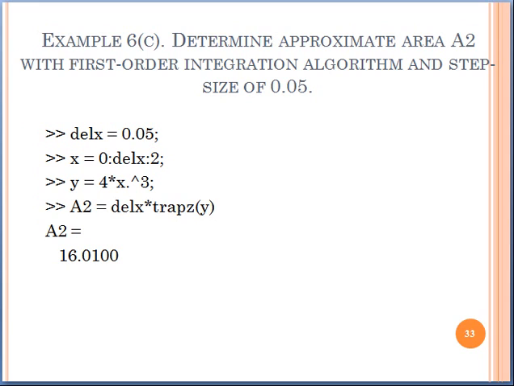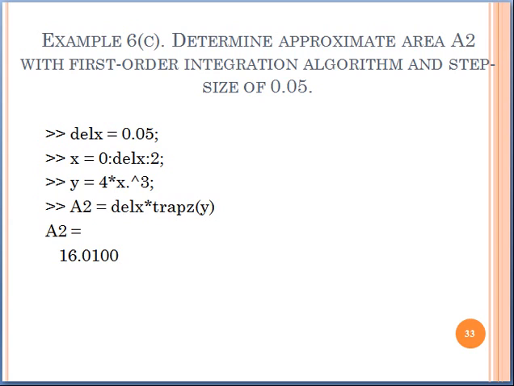Now if we find out the integration of the same function but using the first order integration, then the answer will be approximately different. I have used the same function and parameter. I have defined del x 0.05 only, x is also the same, y is also the same, 4x cube, but I have defined in the area as del x into trapz of y. Trapz is used for first order integration.